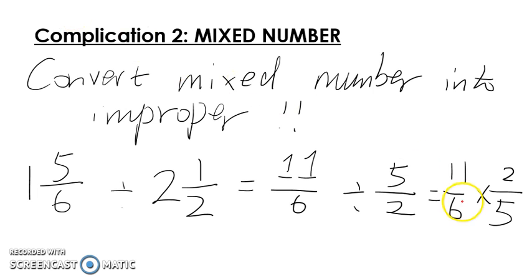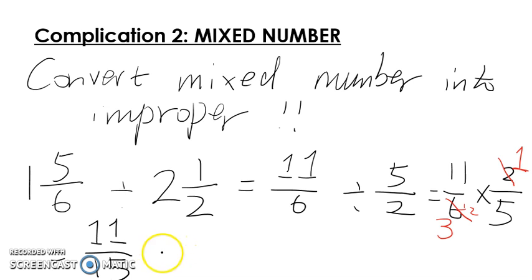Now, anything that we can cross out? 11 and 6, no. 2 and 5, no. 11 and 5, no. 6 and 2 can both be divided by 2, so we end up with 3 and 1. So the answer we get will be 11 times 1, 11 over 3 times 5, 15. And that is your final answer.